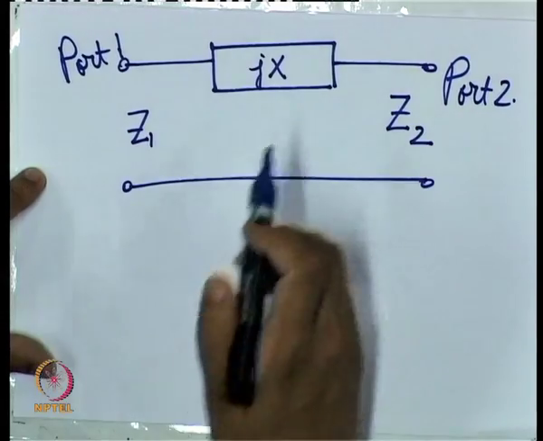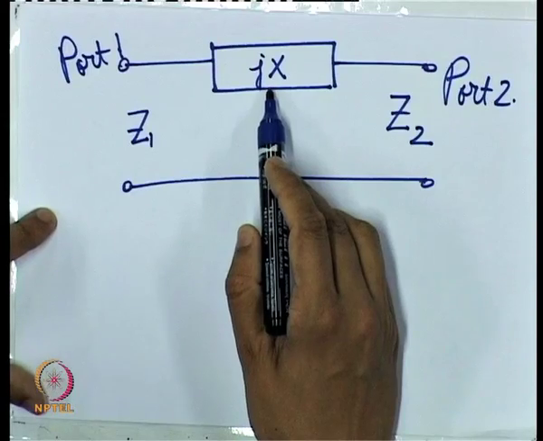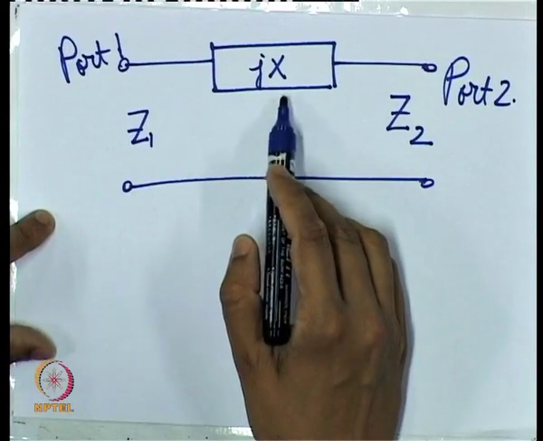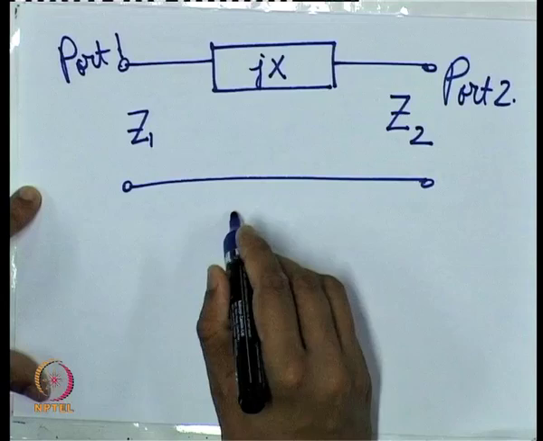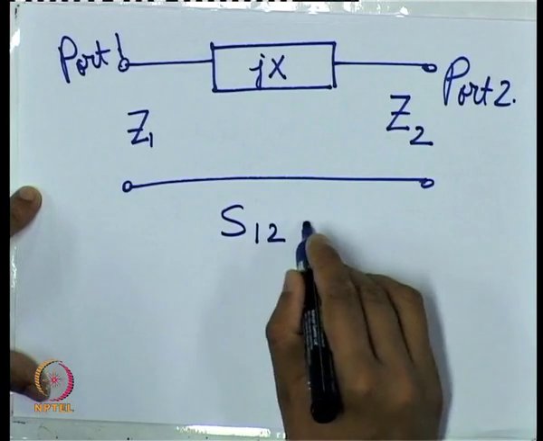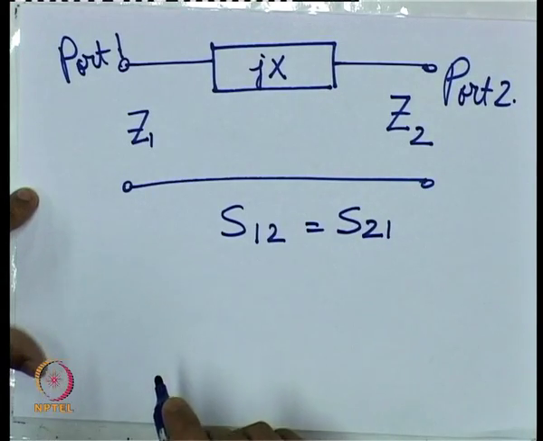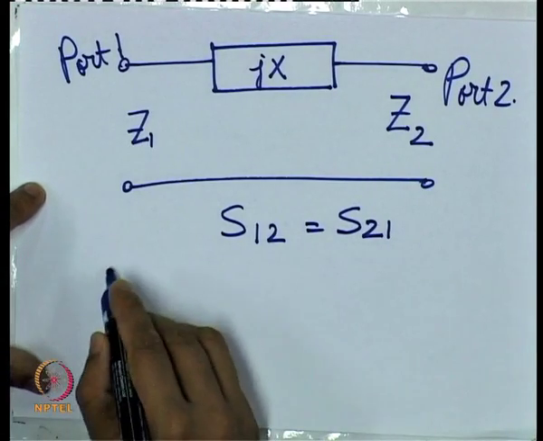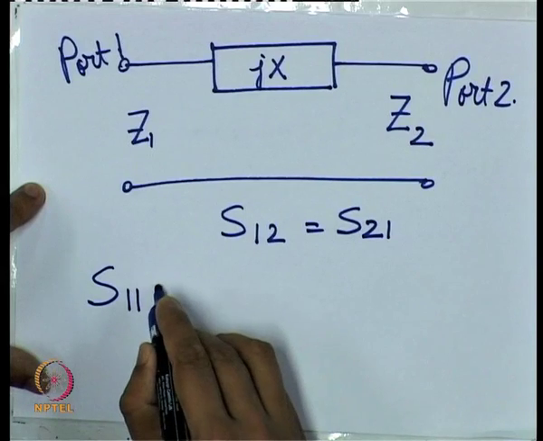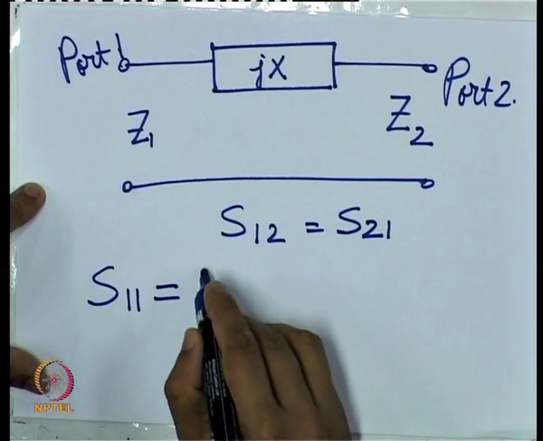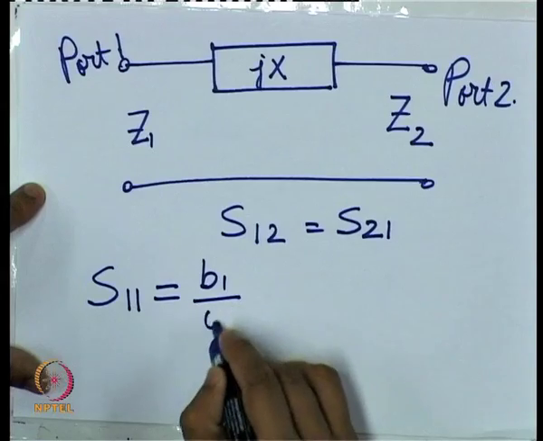Now the first thing that you have to see is that this is a lossless system. This is also a reciprocal system. So since this is a reciprocal system, we should have S12 equal to S21. Now to find out S11, S11 is defined like this.